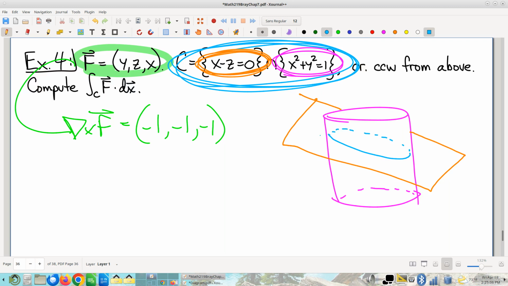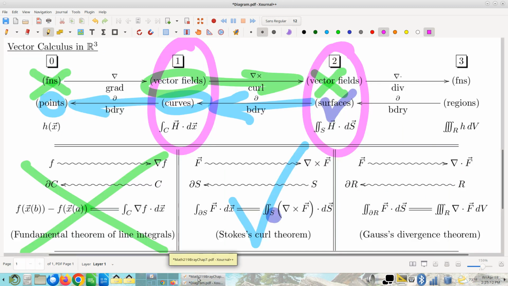We're going to have pretty much the same story breakdown because so much is similar. We already computed the curl. It wasn't 0. There is no anti-gradient. Forget about the fundamental theorem of line integrals, not on the table. Our curve is still an ellipse. It still has no boundary. There still is an anti-boundary surface, and we still can use Stokes' curl theorem. So all of this still applies.